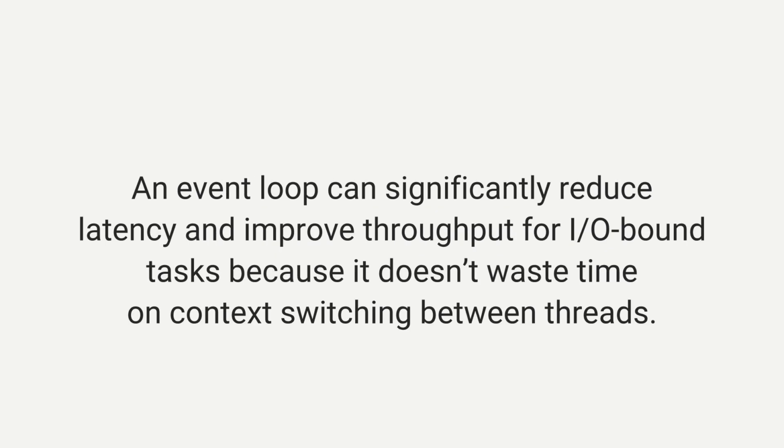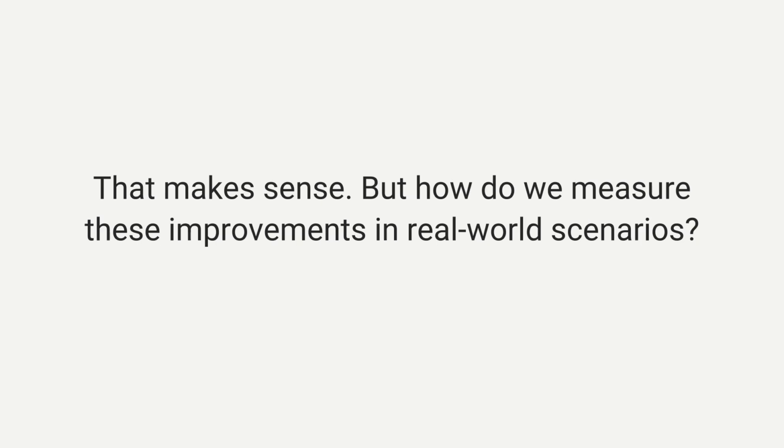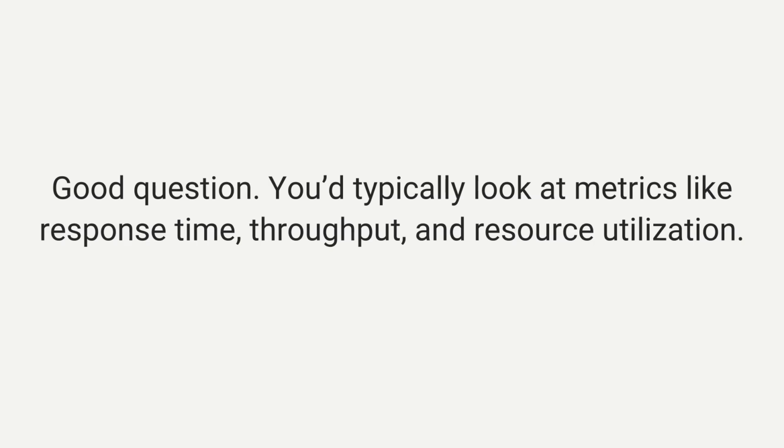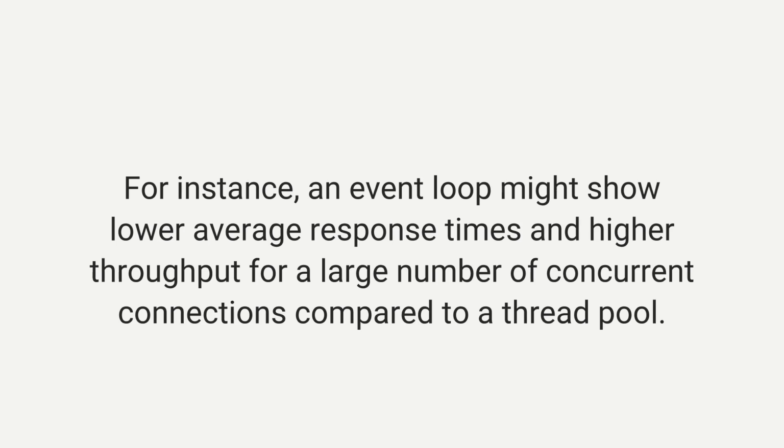An event loop can significantly reduce latency and improve throughput for I/O-bound tasks, because it doesn't waste time on context switching between threads. That makes sense. But how do we measure these improvements in real-world scenarios? Good question. You'd typically look at metrics like response time, throughput, and resource utilization. For instance, an event loop might show lower average response times and higher throughput for a large number of concurrent connections compared to a thread pool.